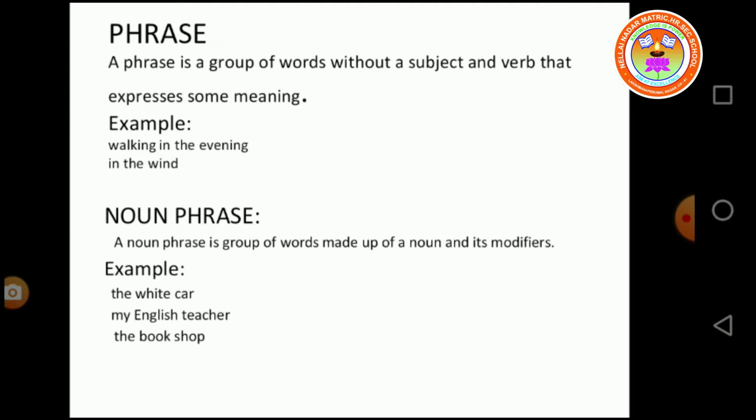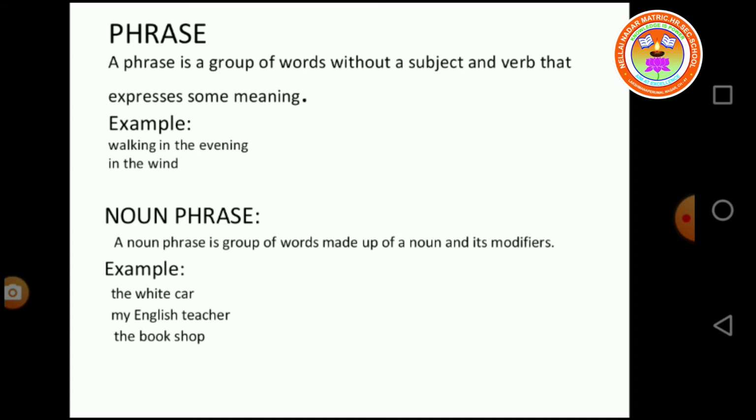Next, phrase. A phrase is a group of words without a subject and verb that expresses some meaning. For example, walking in the evening, in the wind. Dear students, look at these words. We can get some meaning only from these words, but we cannot get complete meaning. Hence, this is called phrase.